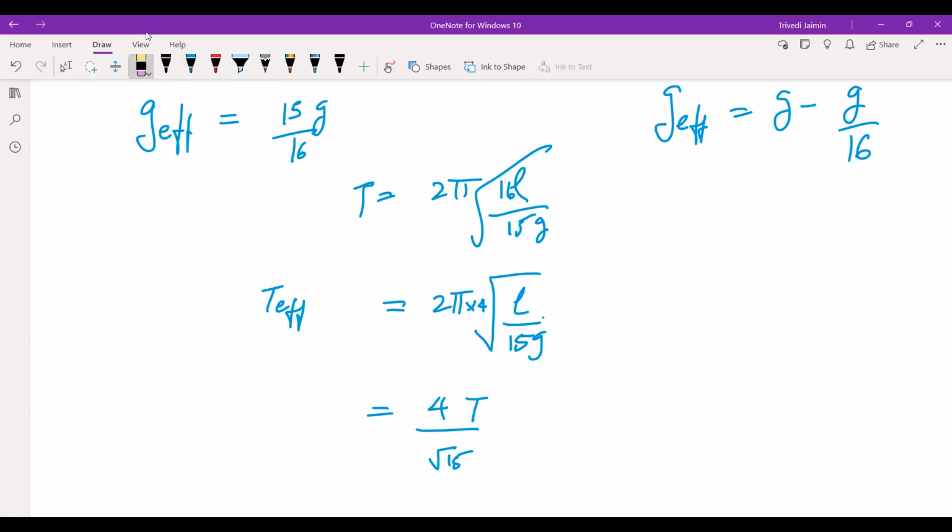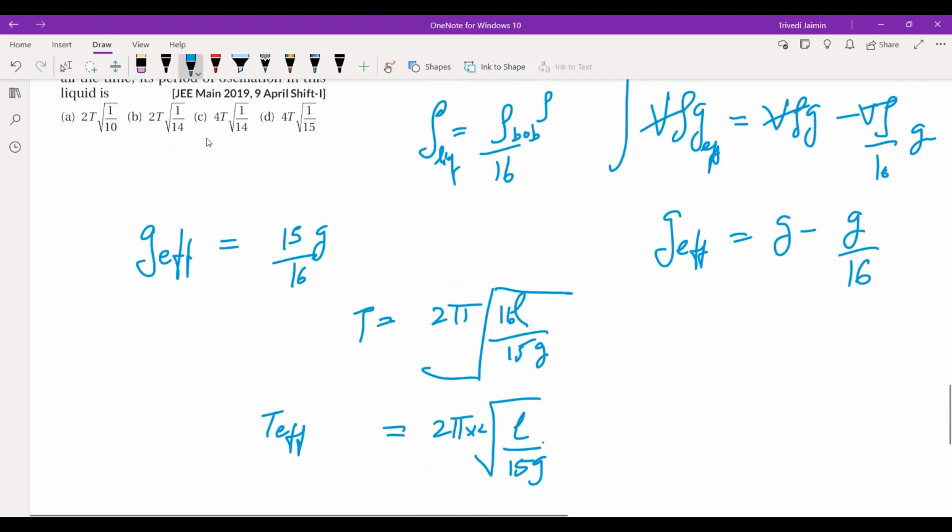Do we have an option like this? 16 square root is 4, correct? Root 15, okay, yeah. So 4 by root 15 T, which is the option? Yeah, this one, D. D should be the correct option.